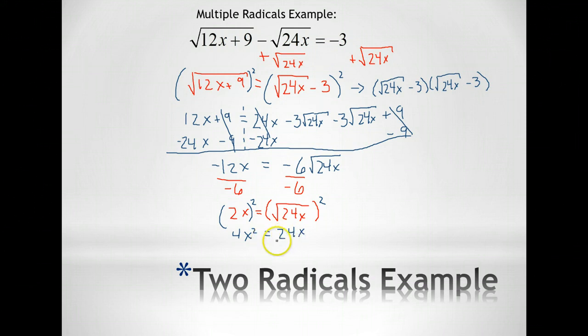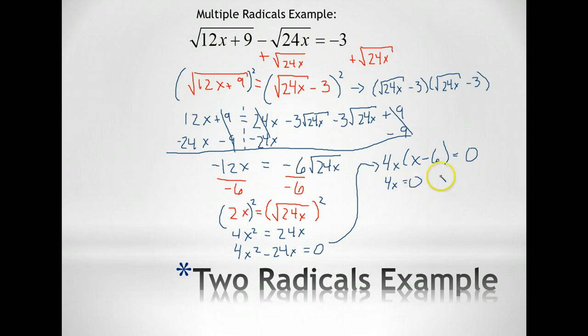24x. This is a quadratic, so I need to move everything to one side of the equal sign and factor. 4x squared minus 24x equals 0. Let me come back up here. I factor. My greatest common factor is 4x, and I get x minus 6 equals 0. So I have two answers. I get 4x equals 0, or I get x minus 6 equals 0. So when I solve these, I find that x could be 0, or I find that x could be 6.